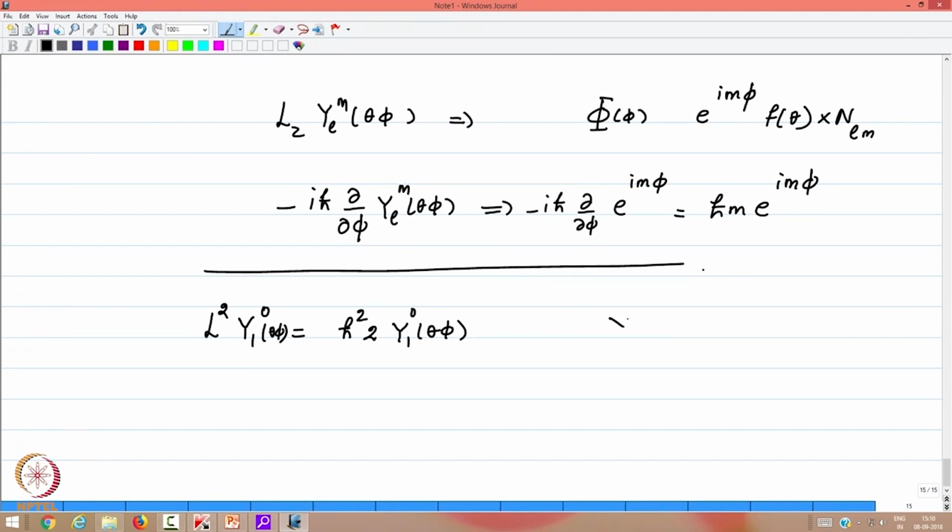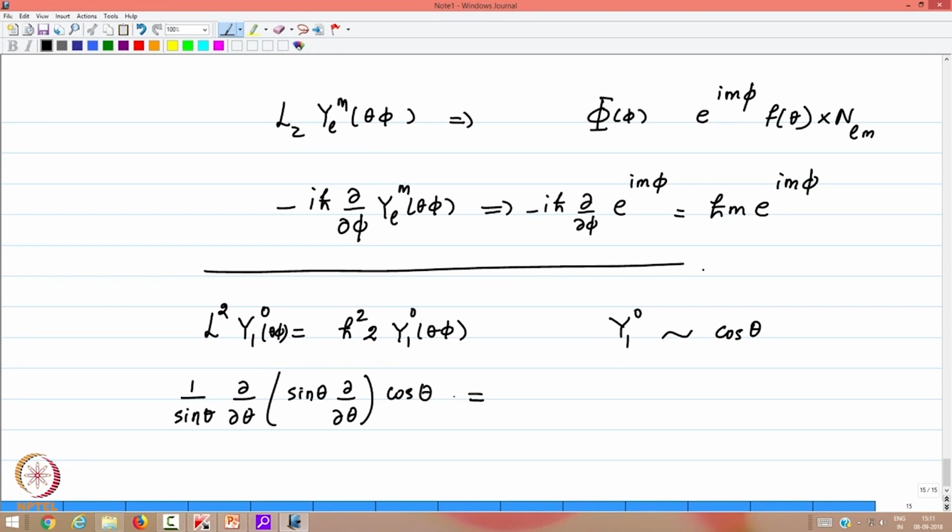Okay. Let's see, y10 is some constant times cos theta. The constant appears on both sides, so we don't need to do that. So we will simply write y10 as cos theta. Therefore, the operator that you have to worry about is 1 by sin theta, dou by dou theta, sin theta, dou by dou theta of cos theta. That's the y10. The other term, which is 1 by sin square theta dou square by dou phi square, will not change the cos theta, it will be 0. Therefore, we don't need it.